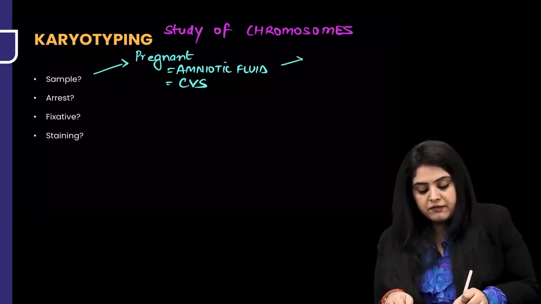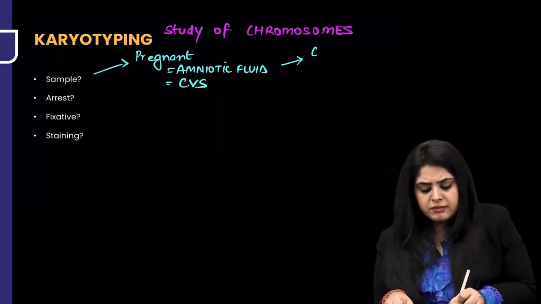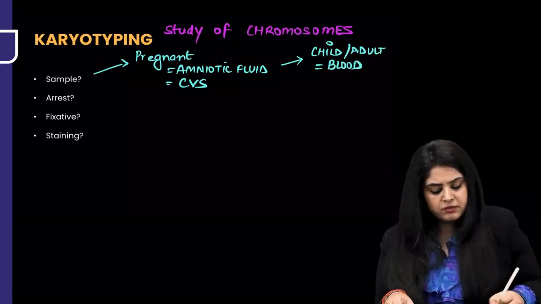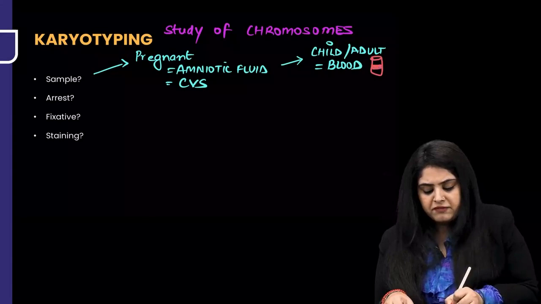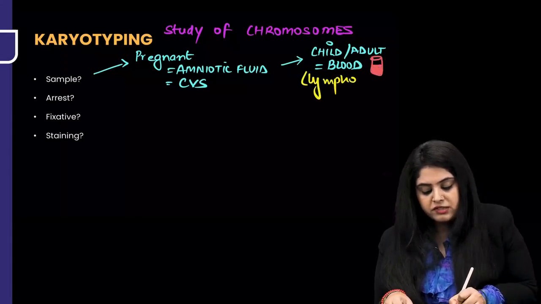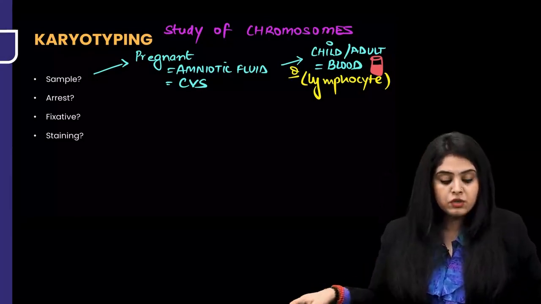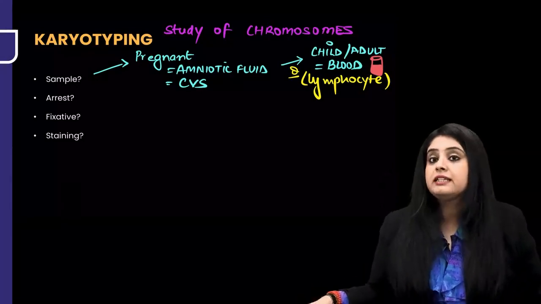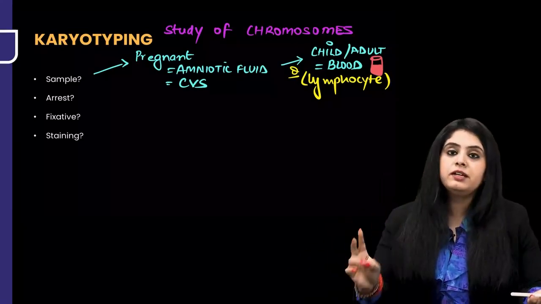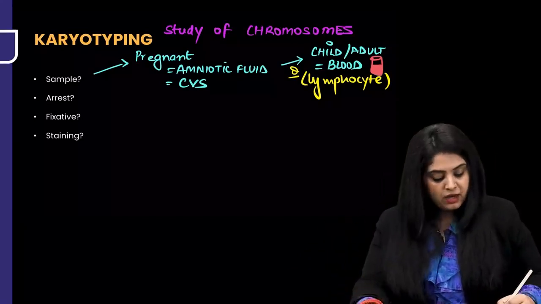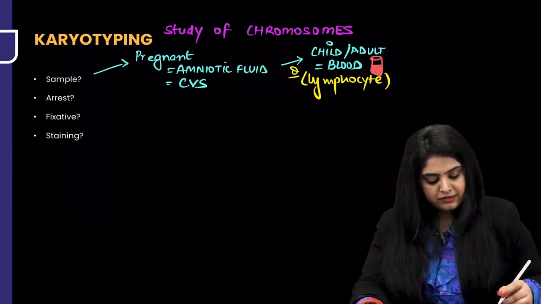Second scenario, what if you're dealing with a child or an adult, basically a person who's out of the womb? Then the best sample is just a simple 2 ml of blood. Nothing very fancy. In that blood sample, what is the cell that you are interested in? I am interested in a lymphocyte. Very important. Where do you do the testing? We are going to do the testing on a lymphocyte. Again, repeat it with me thrice. On what do you do karyotyping? Lymphocyte, lymphocyte, lymphocyte.